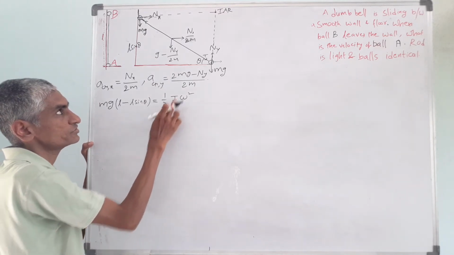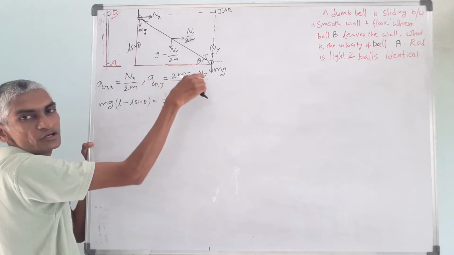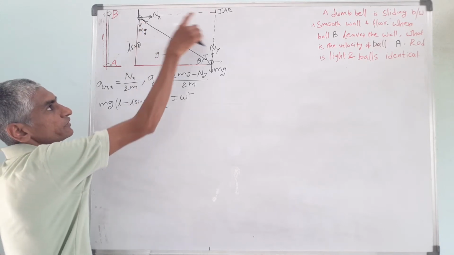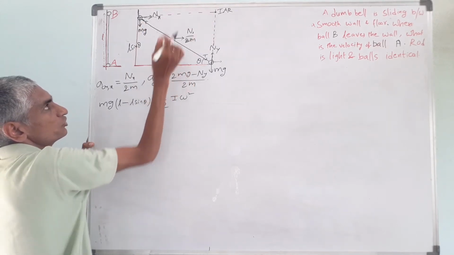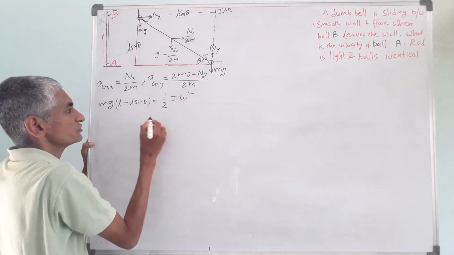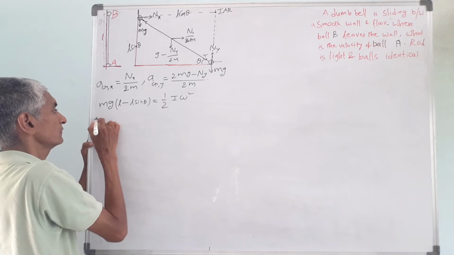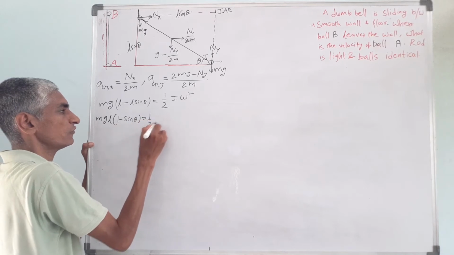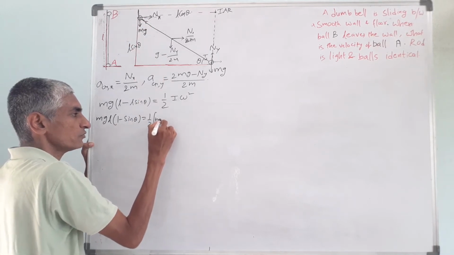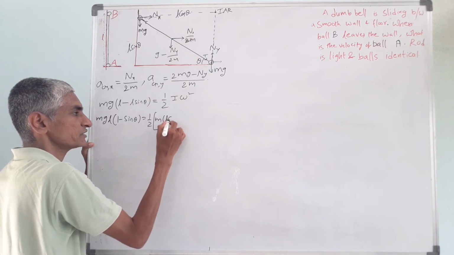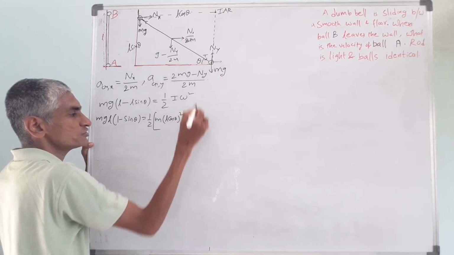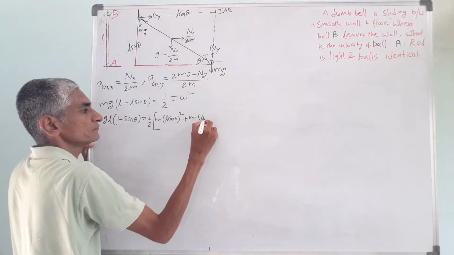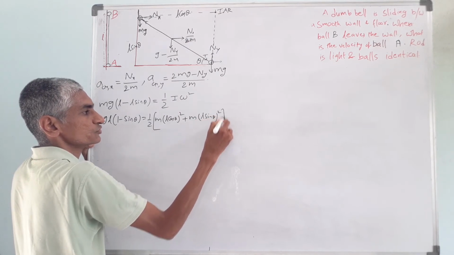Now let us write the moment of inertia about this axis. Only for two particles you have to write. This particle is rotating in the radius, I mean the distance of this particle from the axis is this one, that is L cos theta. So you can write mg, take L common, 1 minus sin theta equal to half. For this particle, moment of inertia is mass into its distance from the axis, L cos theta whole square, plus for this particle mass into its distance from the axis, this is L sin theta, whole square, into omega square.